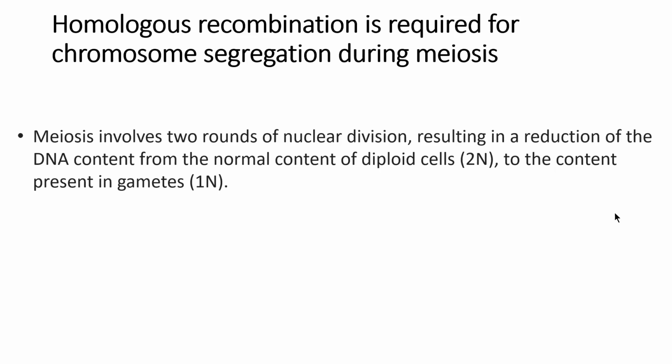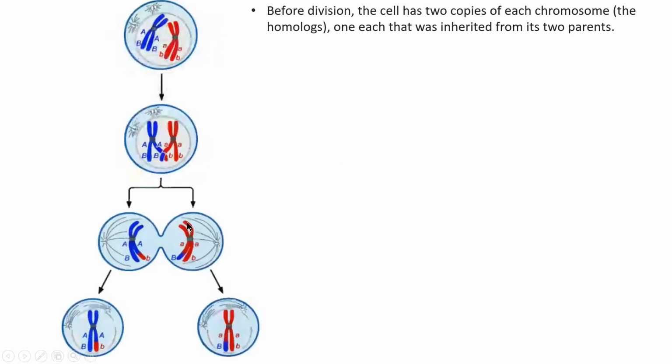Meiosis involves 2 rounds of nuclear division, also called reduction division, resulting in a reduction of the DNA content from the normal content of diploid cells, which eukaryotes are, 2n, to the content present in gametes, 1n. We all know gametes are haploid. If I talk about human gametes, sperm and ova, they are haploid and contain one set of chromosomes. Now we will see meiosis and how recombination takes place during meiosis.